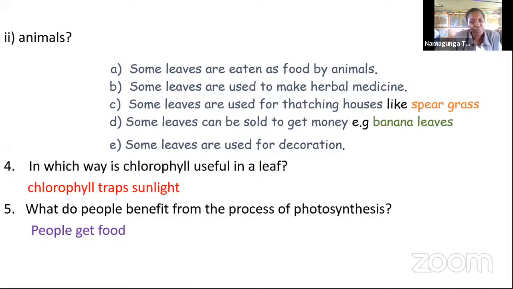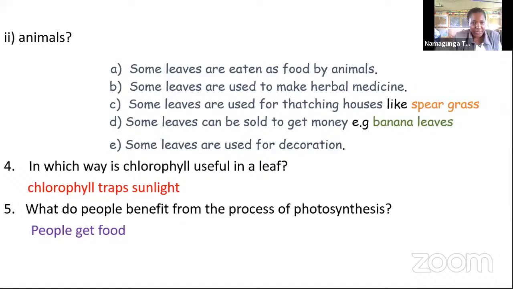An example is the spear grass. Some leaves can be sold to get money. I know at home, some people are not exposed to the banana leaves, but here you go and buy them from the market. So people get money out of it. Some leaves are used for decoration.